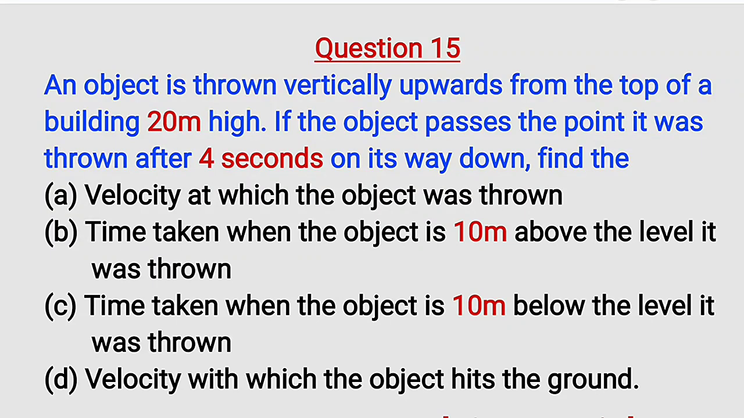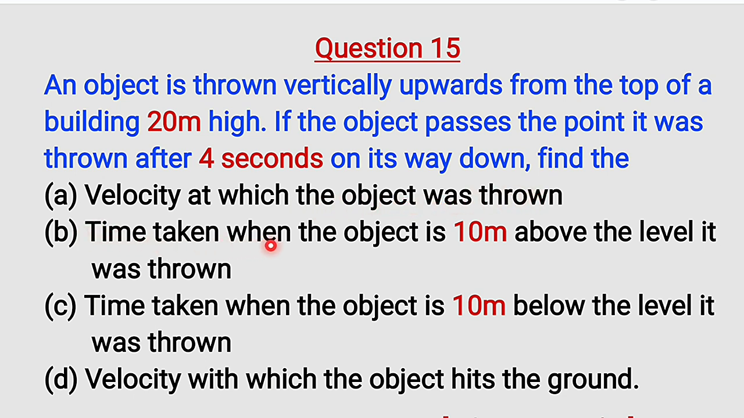And here is question number 15 of WAEC 2025 further mathematics examination, the theory questions. An object is thrown vertically upwards from the top of a building 20 meters high. If the object passes the point it was thrown after 4 seconds on its way down, find the velocity at which the object was thrown.